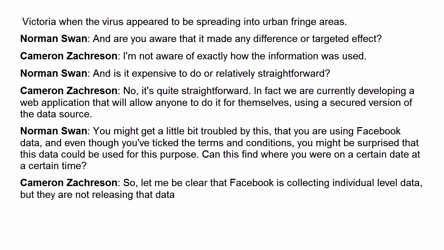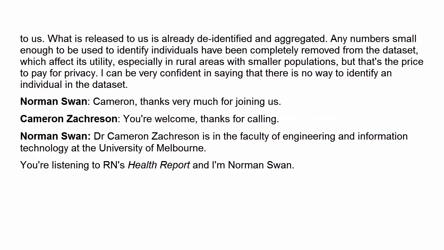Now, you might get a little bit troubled by this, that you're using Facebook data. And even though you've ticked the terms and conditions, you might be surprised that this data could be used for this purpose. Yes. I mean, can this be found where you were on a certain date at a certain time? So let me be clear that Facebook is collecting individual level data, but they're not releasing that data to us. What's released to us is already de-identified and aggregated. Any numbers small enough to be used to identify individuals have been completely removed from the data set, which affects its utility, especially in rural areas with smaller populations. But that's the price to pay for privacy. I can be very confident in saying that there is no way to identify an individual in the data set.